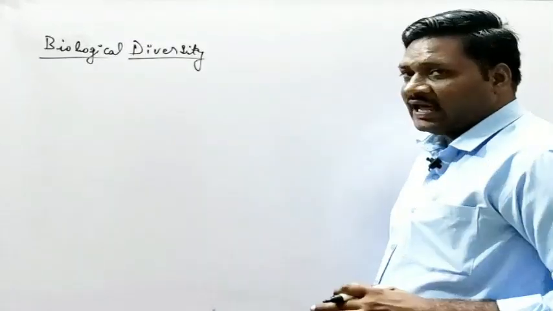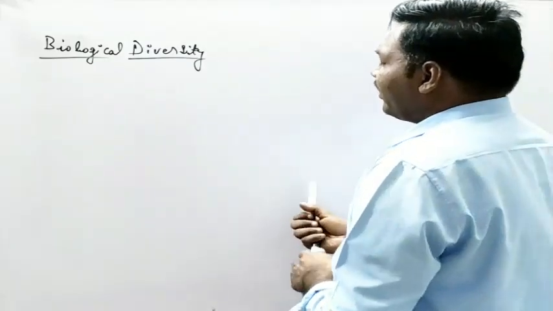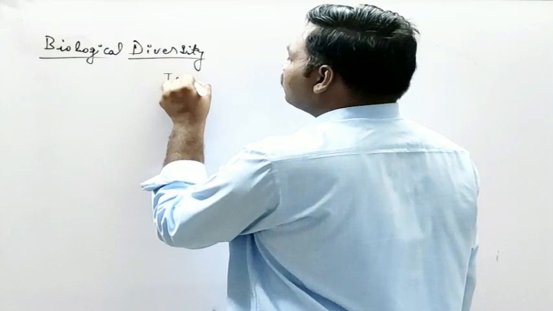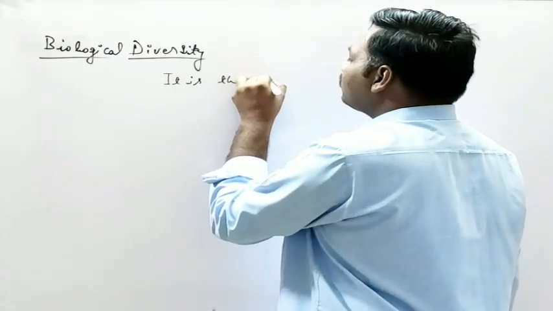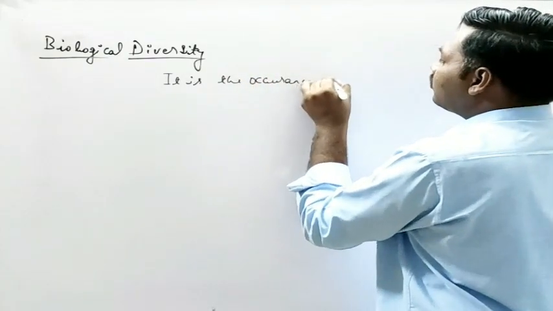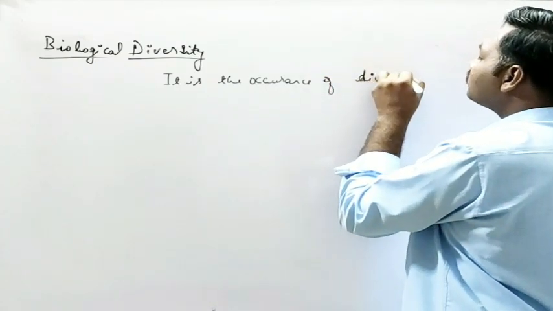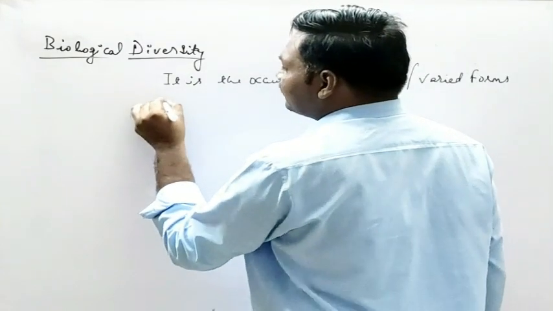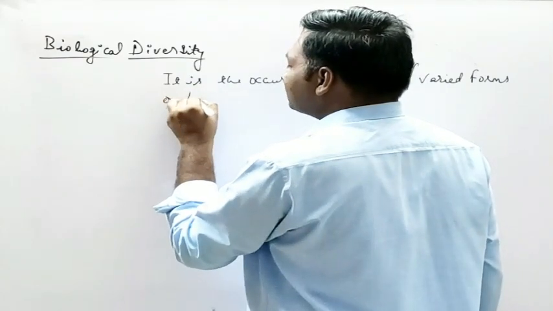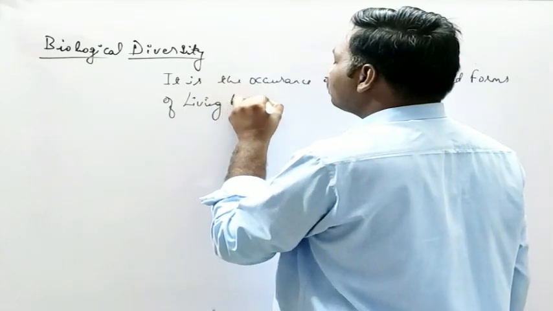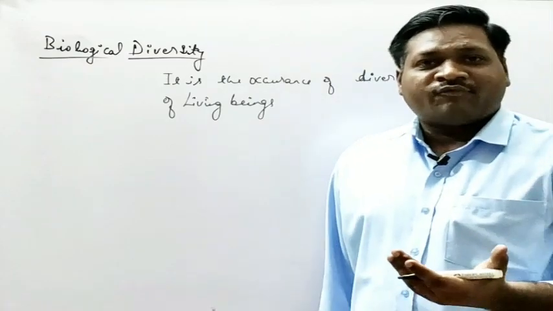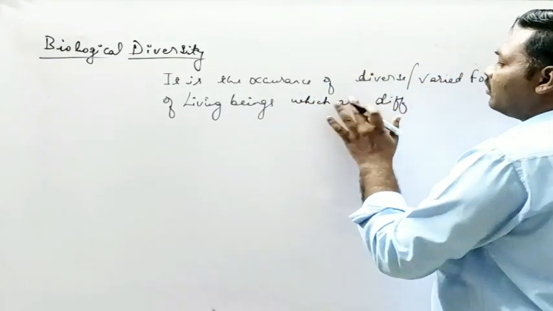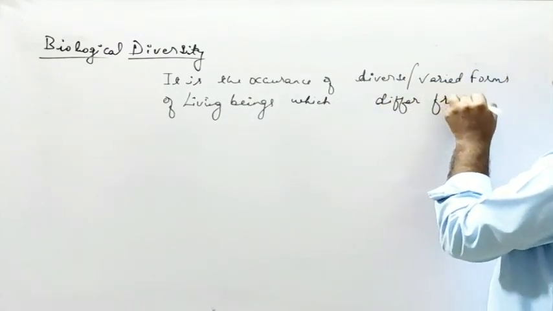Now let's define biological diversity and then understand it. First of all, we'll write down the definition of biodiversity. So what will be the definition of biodiversity? It is the occurrence of diverse or varied forms of living organisms, or living beings, which are different from each other, which differ from each other.